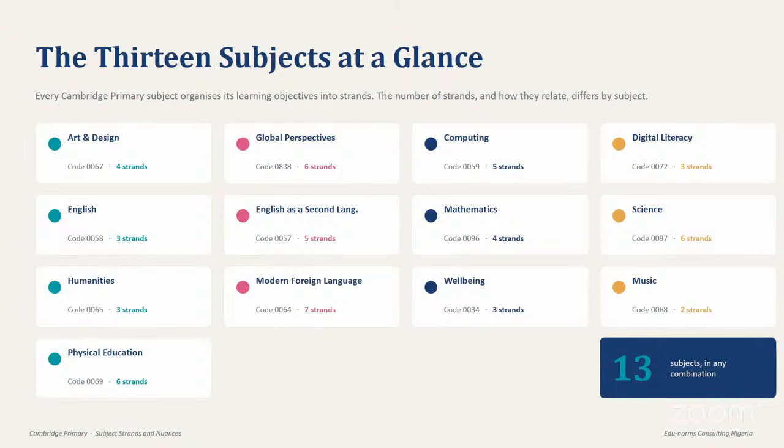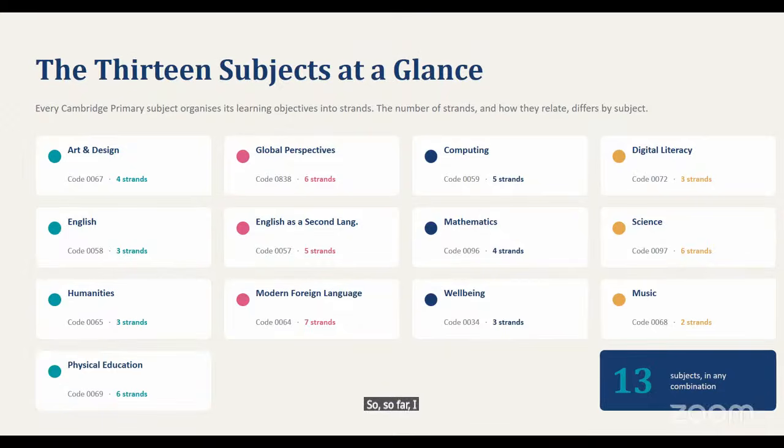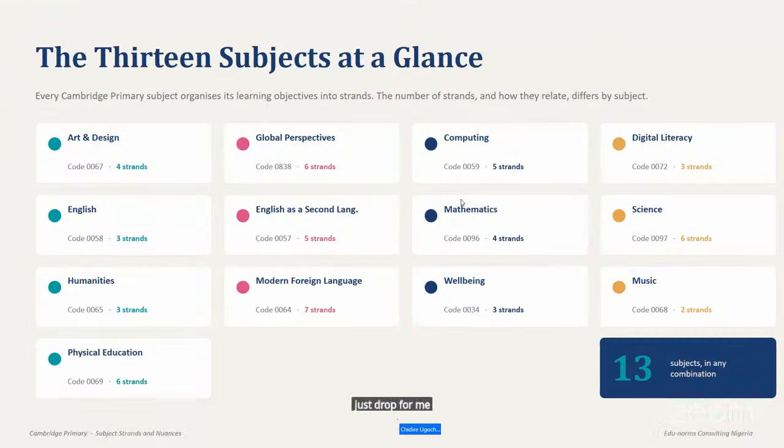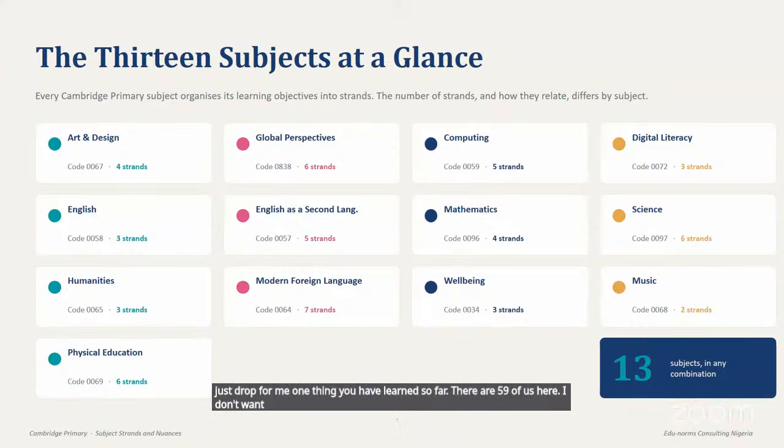You can remind me. Okay, this is where I stopped. See it now. So far, I want someone to drop for me one thing you have learned so far. I'll keep talking. I won't stop. Just drop for me one thing you have learned so far. There are 59 of us here. I don't want any sit-down look. Drop something. I have learned this.